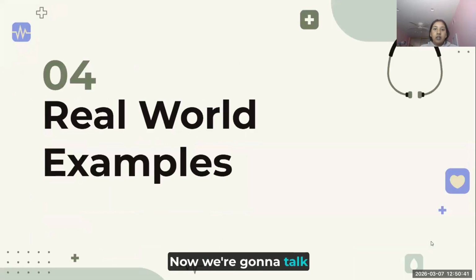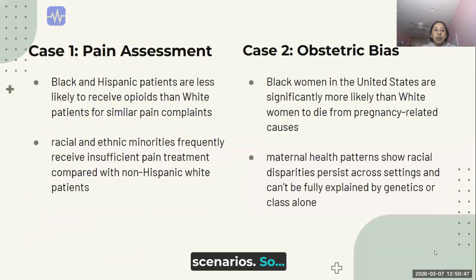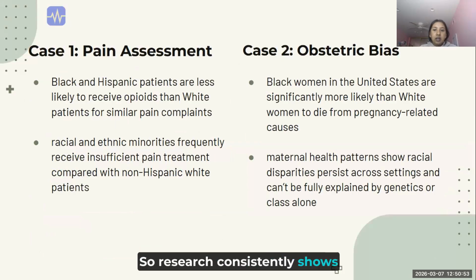Okay, now we're going to talk about some real world cases where this is actually played out in clinical scenarios. So our first case is in pain assessment. So research consistently shows that Black and Hispanic patients in the US are less likely to receive opioid medications than white patients for similar pain complaints. Racial and ethnic minorities frequently receive insufficient pain treatment compared with non-Hispanic white patients.